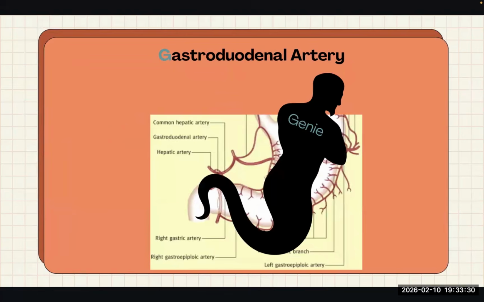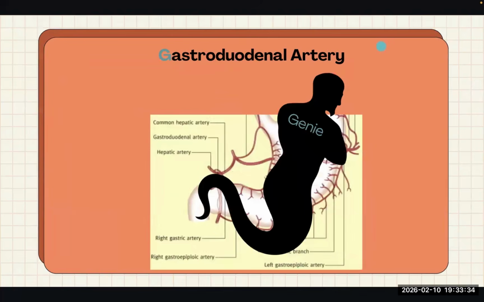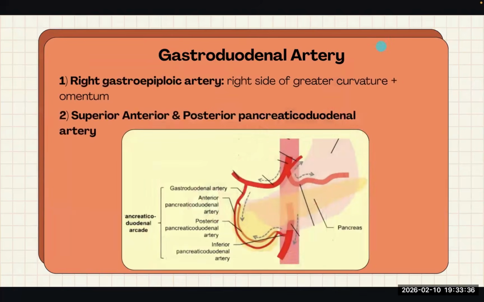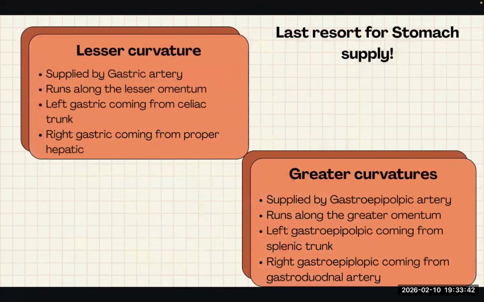Why is the size moving? So we mentioned a lot of curvatures and a lot of stomach here and stomach there. So just to define them all in one slide, this is the last resort for the stomach. This is kind of like a tip and trick. The lesser curvature is supplied by the lesser word, gastric, just a small word over here, while the greater curvatures are supplied by the gastroepiploic, the greater words or the bigger words.